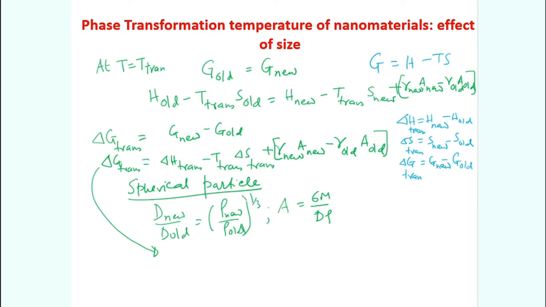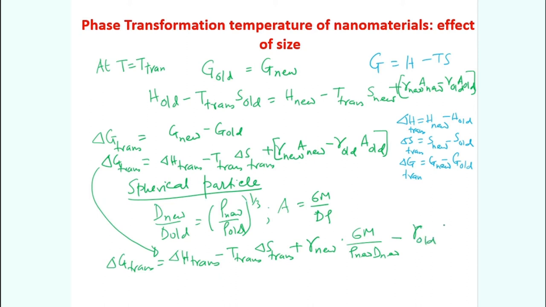You can see that the area and the diameter are related, correct? Area is related to d, and d is related to density. So if you do the maths properly, you will see G trans will be equal to delta H trans minus T trans delta S trans plus gamma new A new, where A new we can write as 6m by rho new d new, right, minus gamma old 6m by rho old d old, right. And this must be 0 at the transformation temperature because delta G is this difference. So at the transformation temperature, this must be 0, correct.